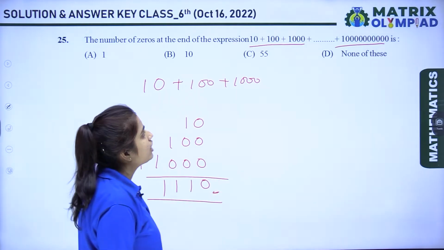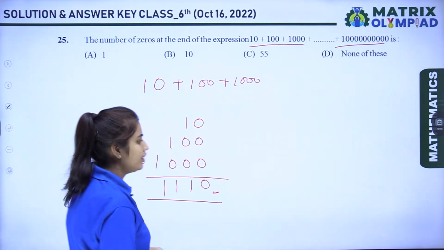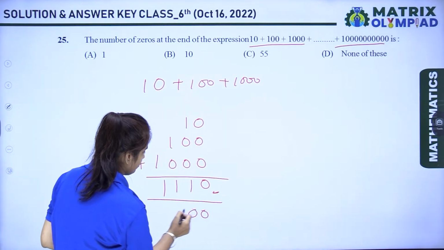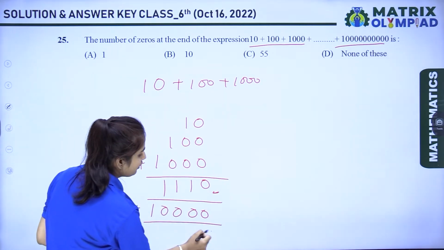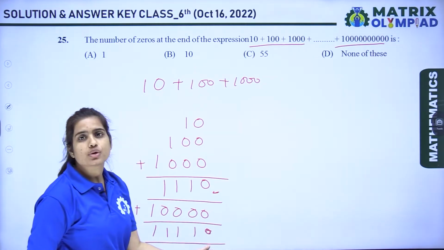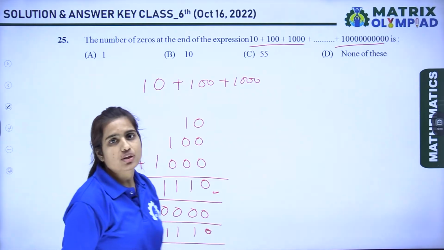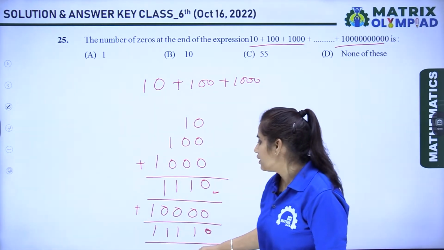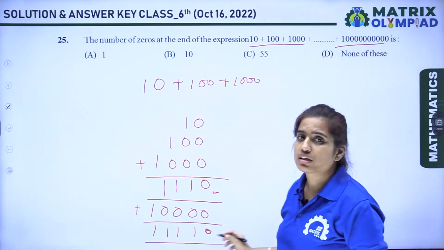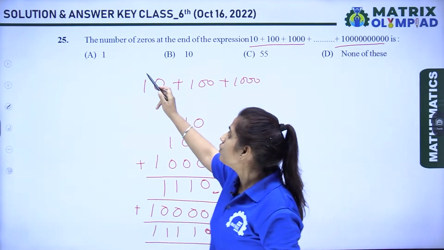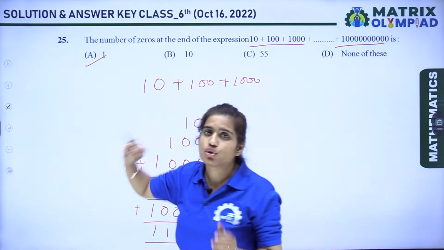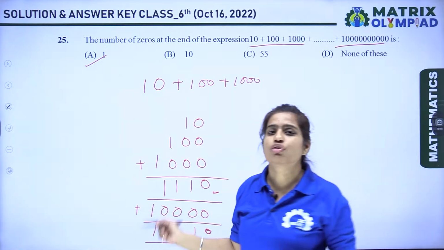In the same way, if we carry on the calculation, after 1000, if it will be 10,000, let's add 10,000 to this number. Again, we can see that we are having only one 0 at the end. If we carry on with this calculation like this, we will get only one 0 at the end of this answer. So here we can conclude that the number of zeros at the end of this expression will be 1. So option A is the correct answer for this question.